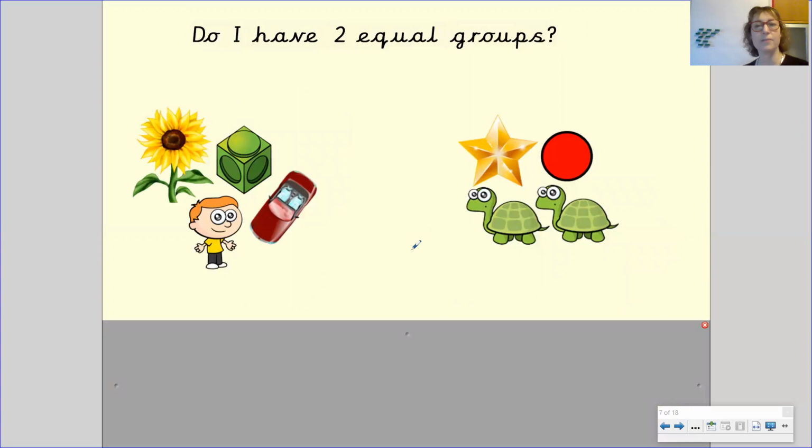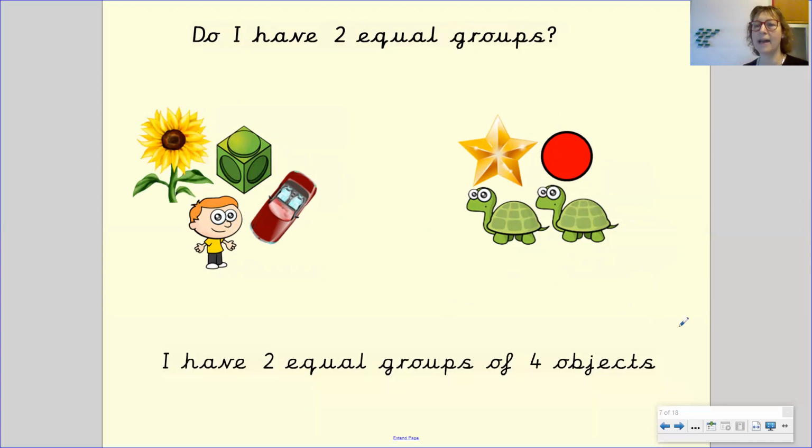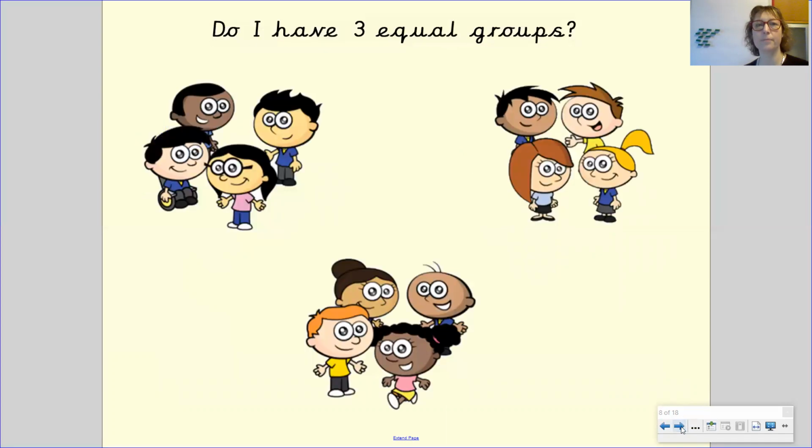Do I have 2 equal groups? And again, remember, it doesn't matter what's in the group. You're looking at how many objects are in the group. So do I have 2 equal groups? Yes, I do, because I've got 1, 2, 3, 4 in that group, and I have got 1, 2, 3, 4 in that group. So I have 2 equal groups of 4 objects. Can you say that with me? I have 2 equal groups of 4 objects. So that tells me the number of groups, 2, and each of the groups, this group here has got 4, and this group here has got 4.